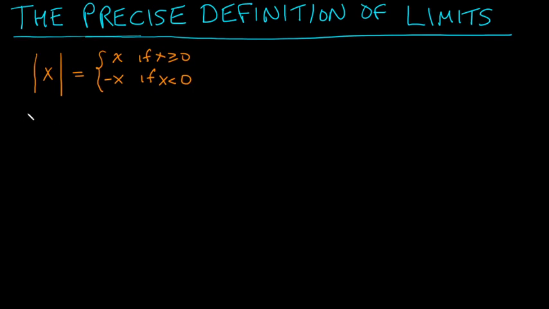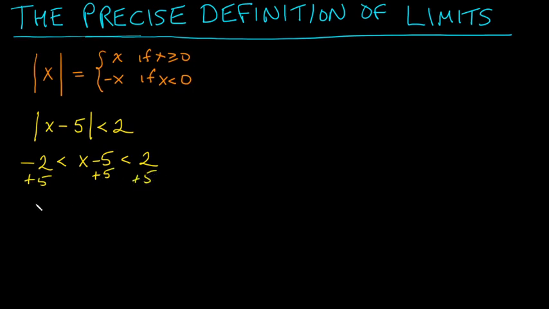But I want to make sure you understand statements like the absolute value of x minus 5 is less than 2. What this is saying is that the distance away from 5 has to be less than 2. The way you can solve this is by essentially introducing negative 2 on the left, x minus 5 in the middle, and then 2 on the right. So when you add 5 to the left, middle, and right, all this is saying is that x has to be between 3 and 7.